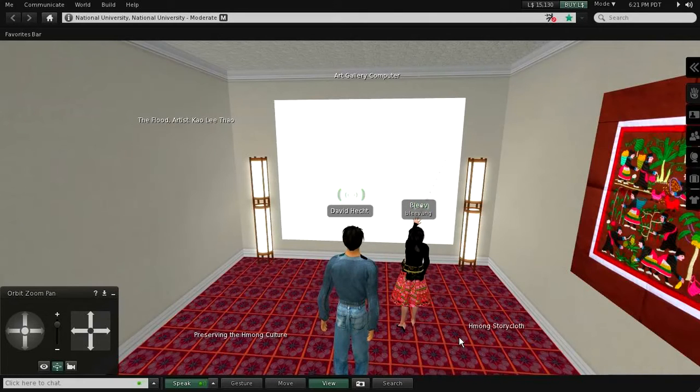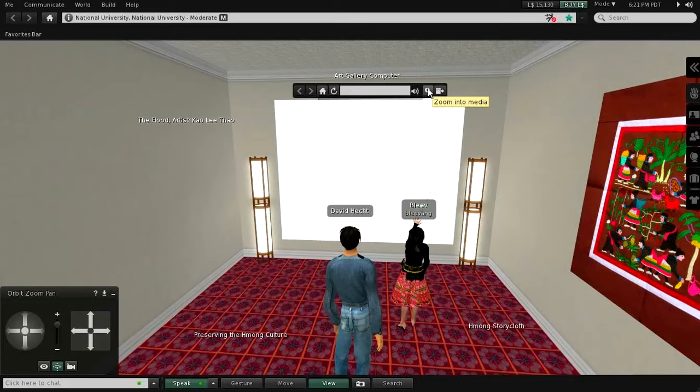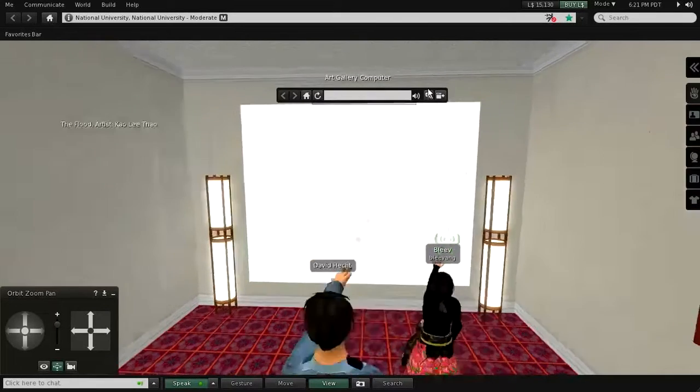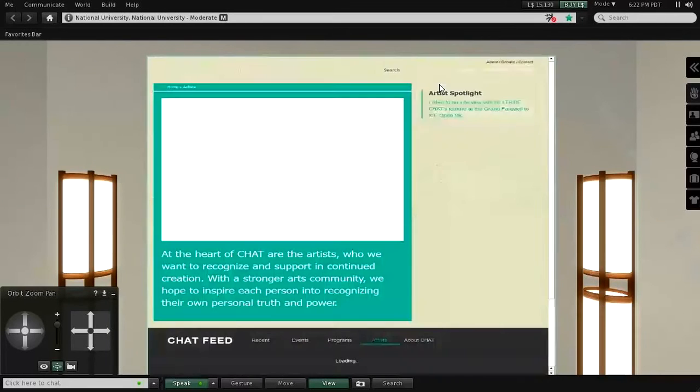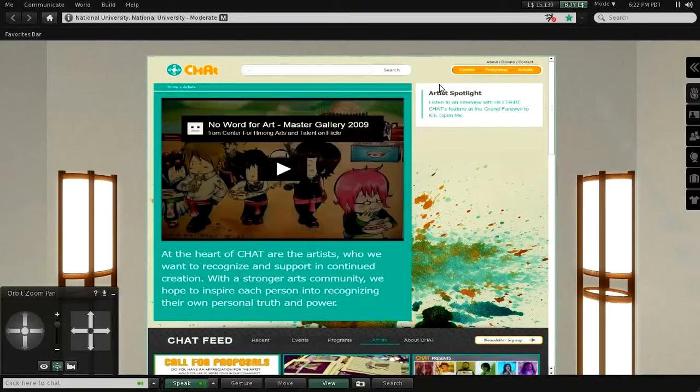And this is a Hmong website that supports artists and features different artists. So this is just one resource that they can go through. And this is basically their computer lab for the art gallery.